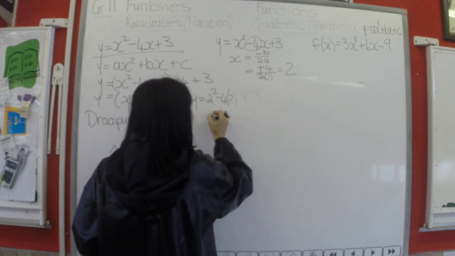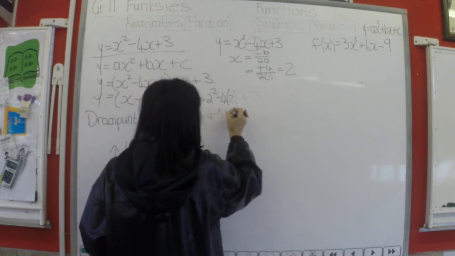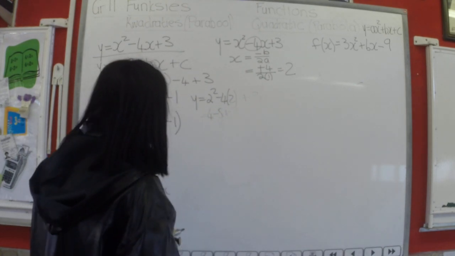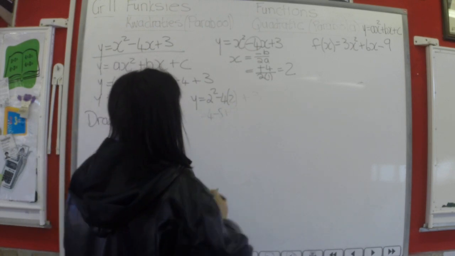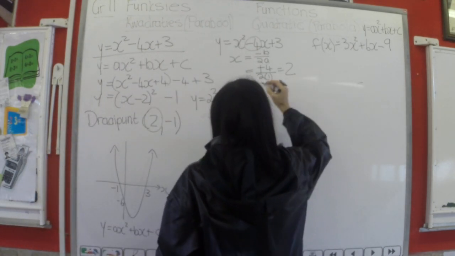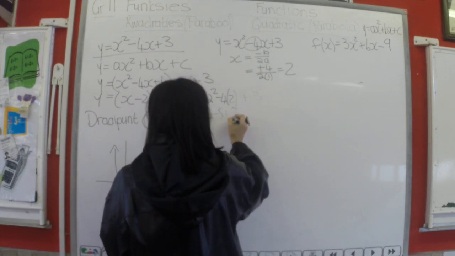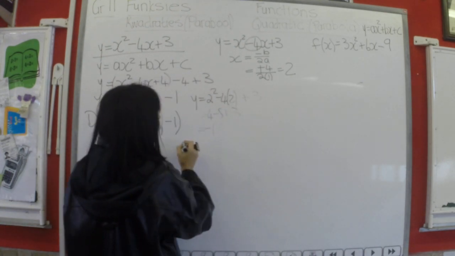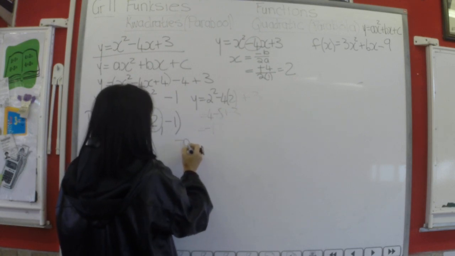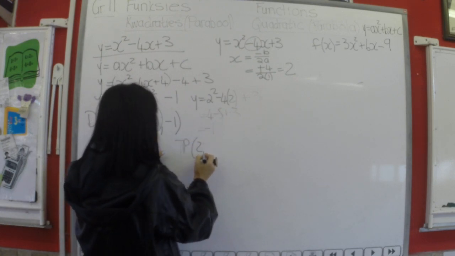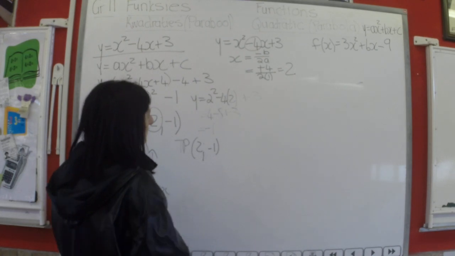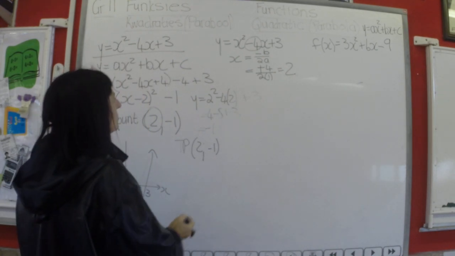So ek het 4 minus 8 plus 3. 4 minus 8 is minus 4, plus 3 is minus 1. So the turning point equals minus 1. And that's why the turning point is also 2, minus 1. See, much easier to use this formula.